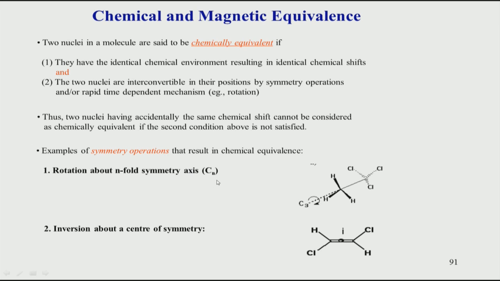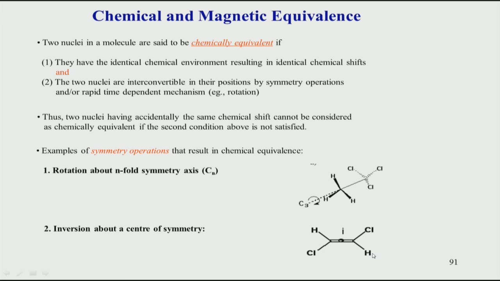We can look at some more examples of chemical equivalence here. This is one example. The second example is inversion around the center of symmetry. Look at this molecule here. If I take an inversion, this hydrogen will come here, and this hydrogen will go here, and they come back to their positions, in the sense that they are interconverted into each other's position.